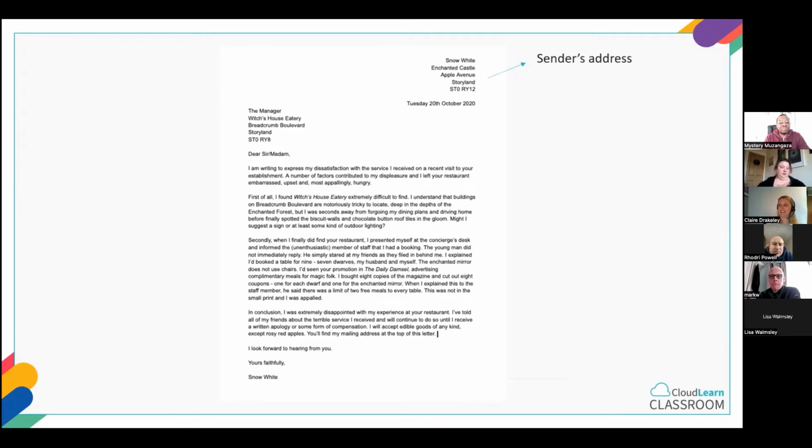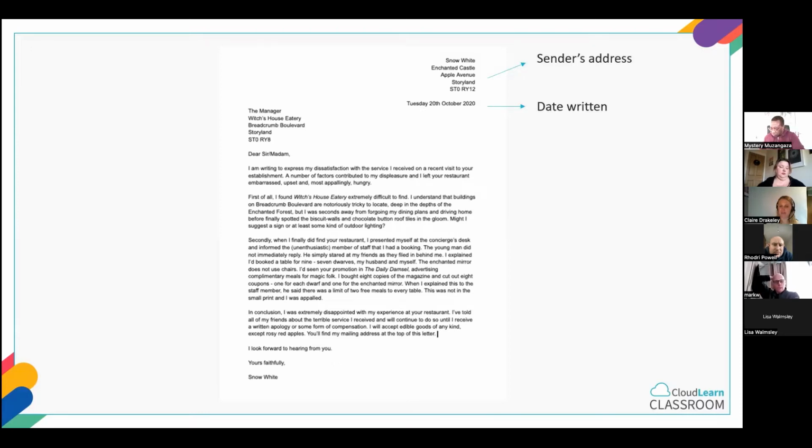The sender's name and address, which, if you're writing a letter, would be your address. You would do this even if the person you're writing to already has your address. Below this, you would include the date, the date you are writing and sending the letter. This will all be aligned on the right-hand side of the paper.